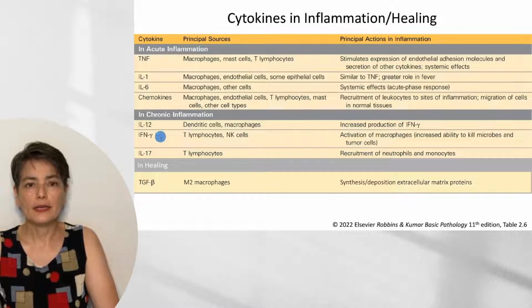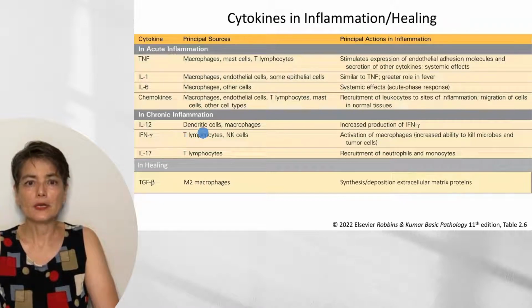Now, this is what we see in acute inflammation. It's important to distinguish that from the cytokines we see in chronic inflammation. And again, I have a video on acute inflammation alone and one on chronic inflammation. And I recommend those to get a better idea of what each of these groups of mediators do.